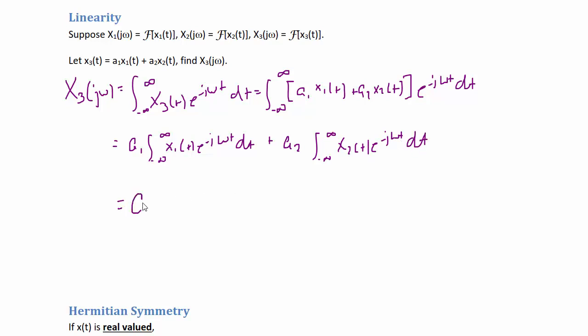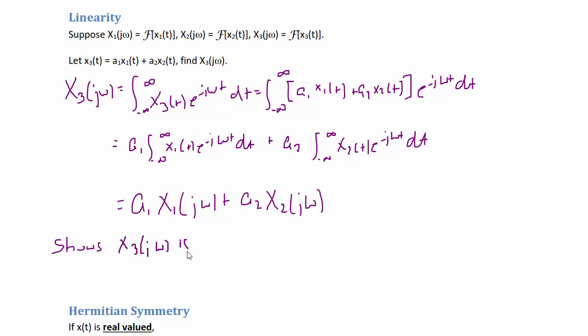So finally, we would have a1 times x1 of j omega plus a2 times x2 of j omega, which shows that if x3 of t is linear, then x3 of j omega is linear, and that it obeys multiplication and addition.